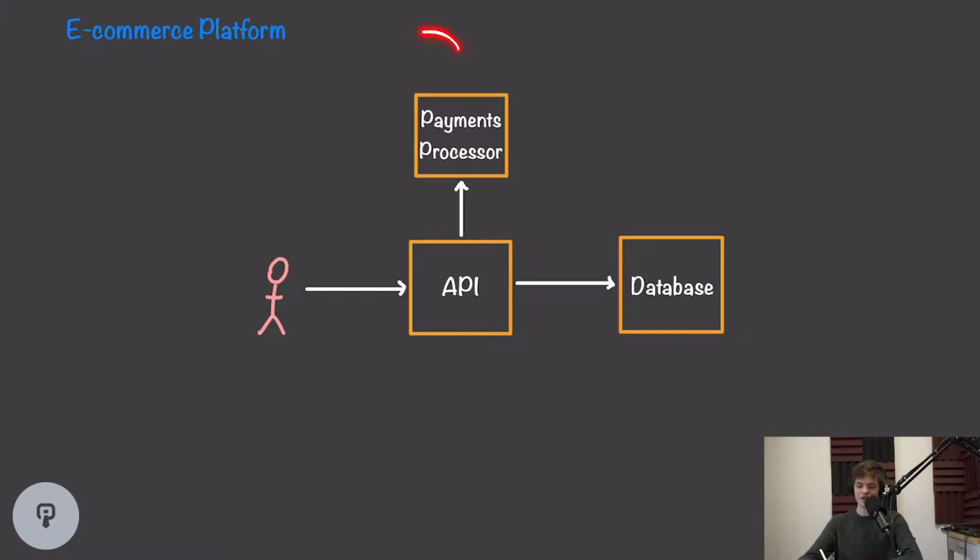So to start, let's dive into each one of these components and talk about how it can fail. The first single point of failure we're going to see here is the API. If we have a single API server here that our user is interacting with, if this API server fails, our user is completely unable to interact with our system.